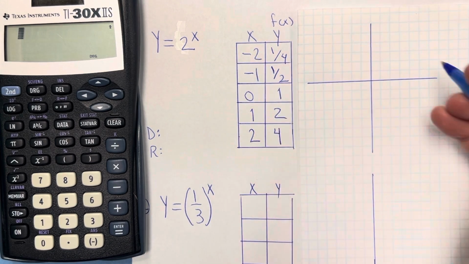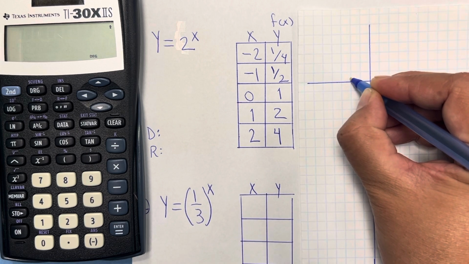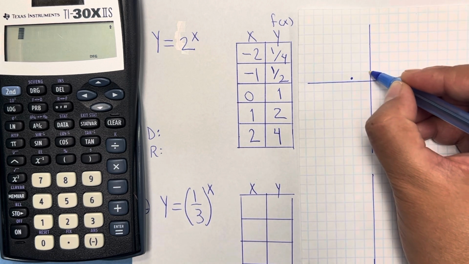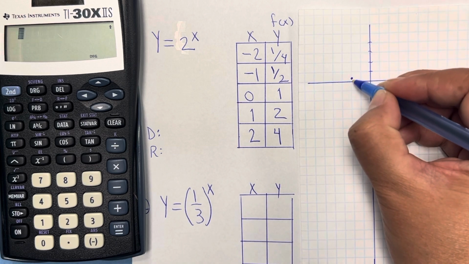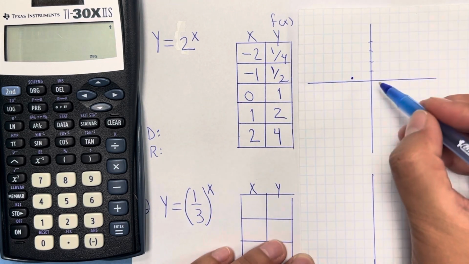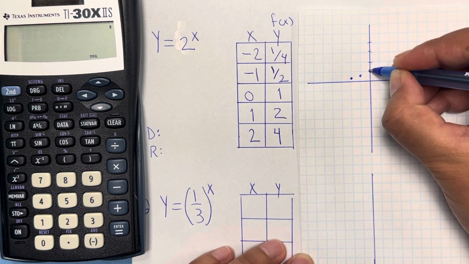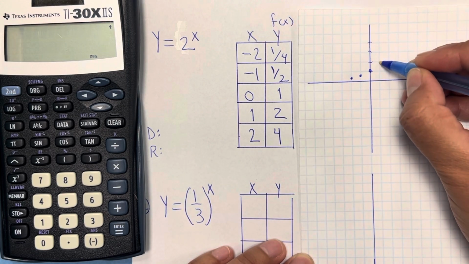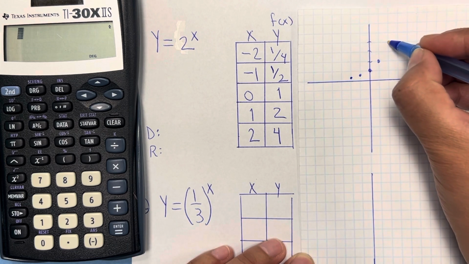So when x is -2, we go -1, -2, and 1/4 is right there. 1/4. That means that we cut the first number, because this is 1 for y, 2, 3, 4. So the 1, we divide it into fourths, or 4 pieces, and then just get one of those. For -1 it is 1/2. For 0, the y value is 1. For x is 1, y is 2. And for x is 2, the y value is 4.